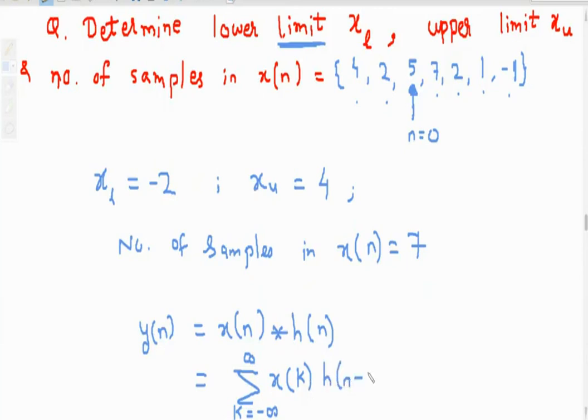So basically, while calculating convolution, we are multiplying x of k and h of n minus k, and here we are doing the addition. The summation indicates that we are doing the addition. So today we will see how to compute convolution by using the tabulation method. Next point is the tabulation method.